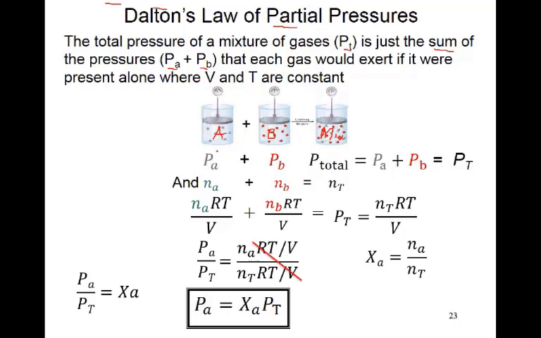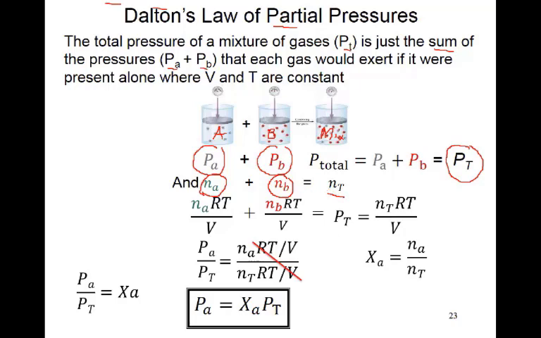Partial pressure of gas A, plus partial pressure of gas B will be equal to the total pressure of the mixture of the gas. Partial means parts. Similarly, the number of moles of the gas A plus the number of moles of the gas B will be equal to the total number of moles. This is total number of moles.